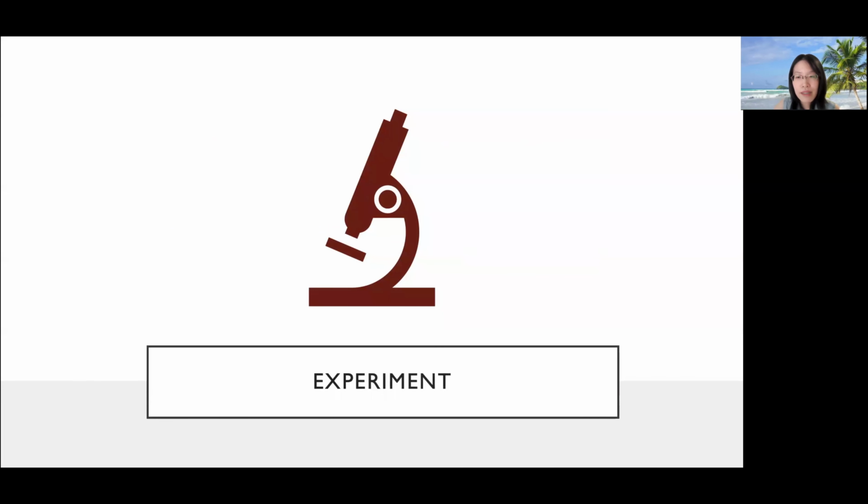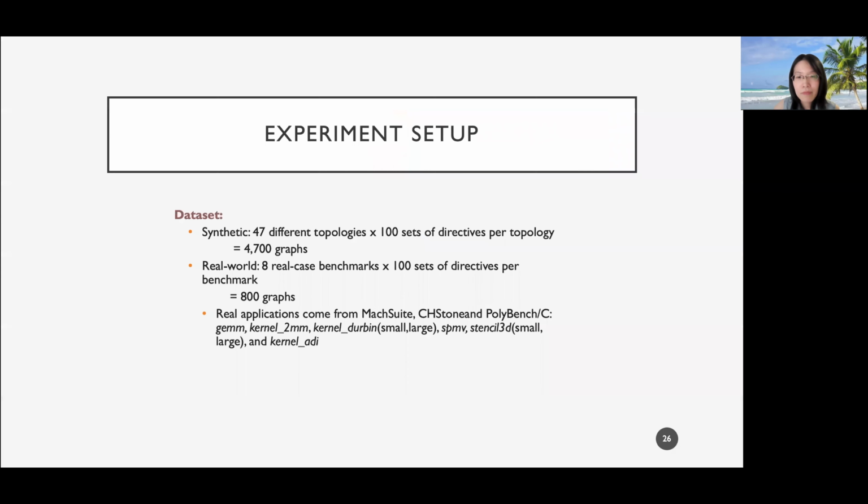Let's move on to the experiment part. In the setup, we build a data set of both synthetic DFGs and real case benchmarks. For the synthetic part, we randomly generate 47 different topologies with 100 sets of directives per topology. This makes up 4,700 different graphs. For real case benchmarks, similarly, we generate 100 sets of directives per benchmark, making up 800 graphs totally.